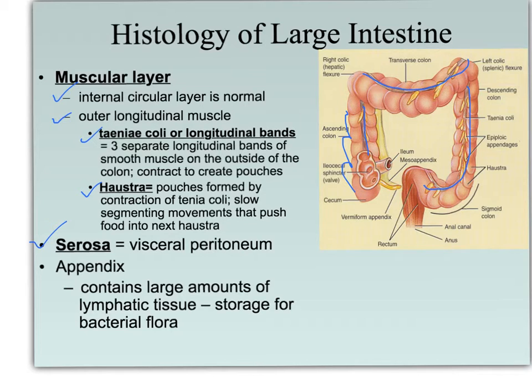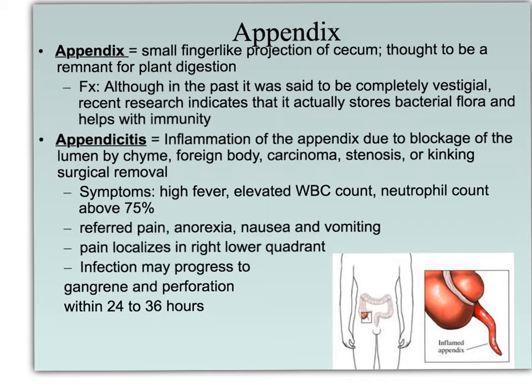So the appendix used to be considered what we call a vestigial structure, and it still is vestigial to some degree. Scientists don't really understand it too much, but they're starting to find that it does in fact serve at least somewhat of a purpose, in that it's a storage place for our bacterial flora. So here's a little bit more about the appendix. I kind of mentioned all of that right there.